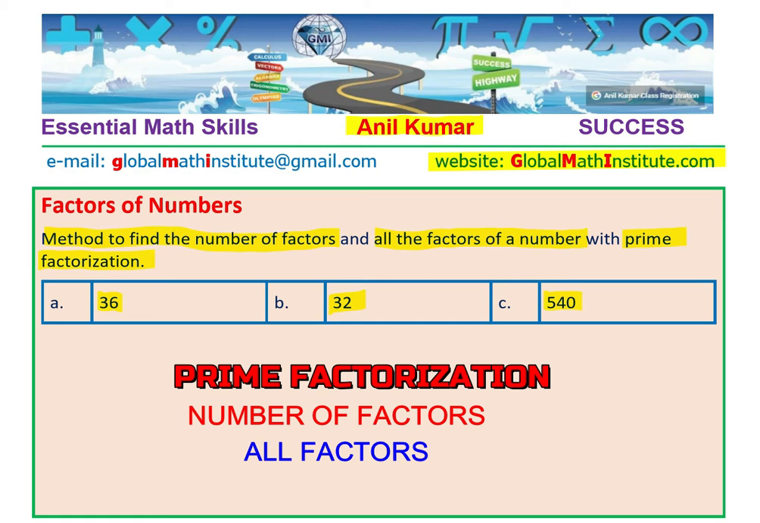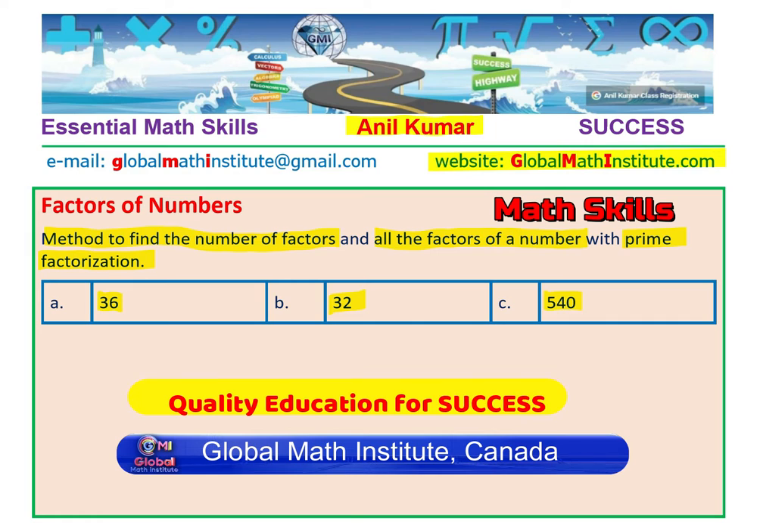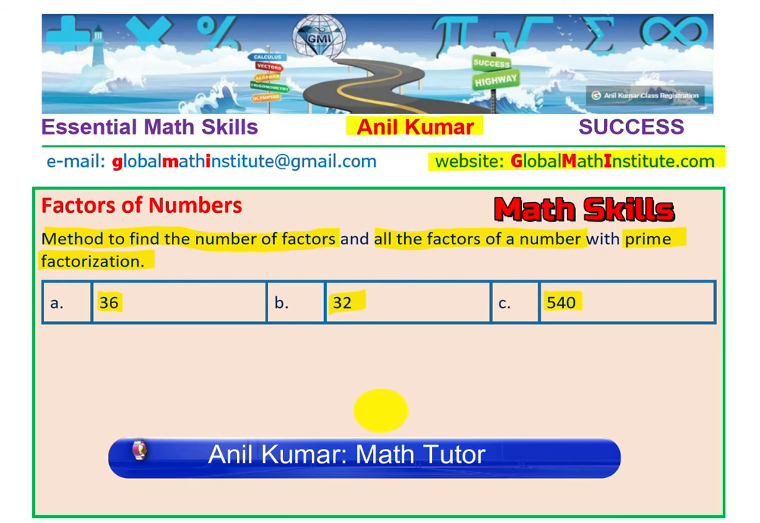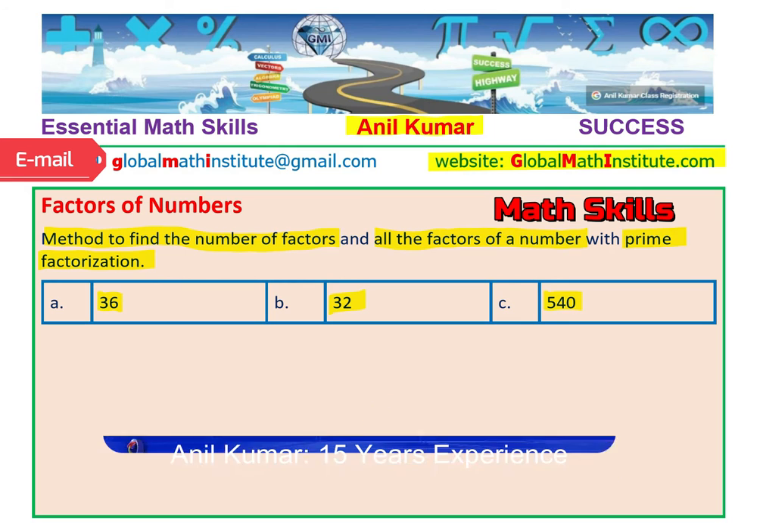So we'll learn prime factorization. After writing the prime factors, we'll write down how many factors we can have, and then we'll confirm by writing all the possible factors. Interesting? So that is what we are going to do. Three examples 36, 32, 540 are the numbers with very special characteristics which we'll explore as we move along.